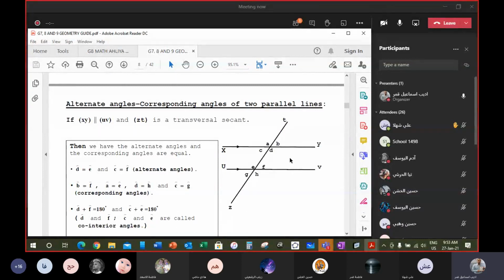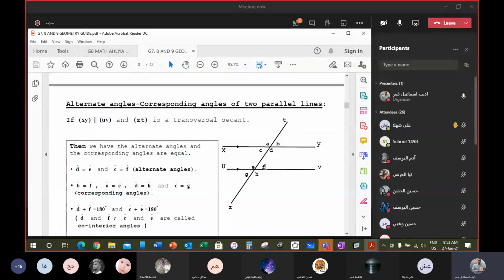We have the alternate angles like C and F, they make the shape Z, or like D and E also, they make the shape Z. Okay. Corresponding angles, we have the shape of F, like B and F.